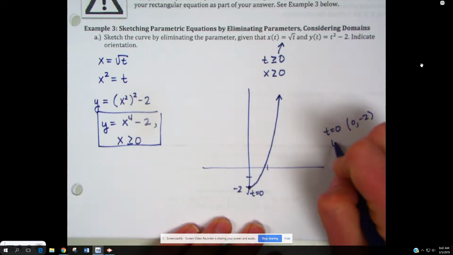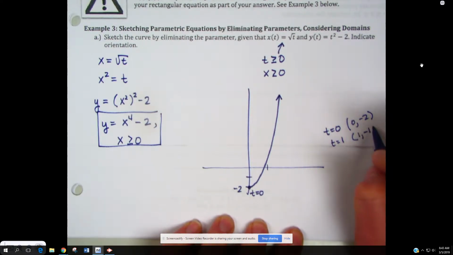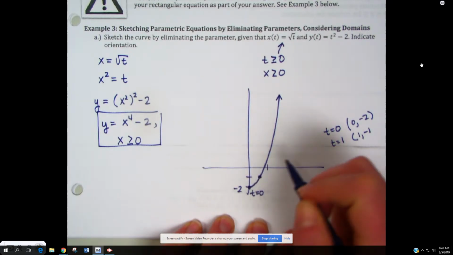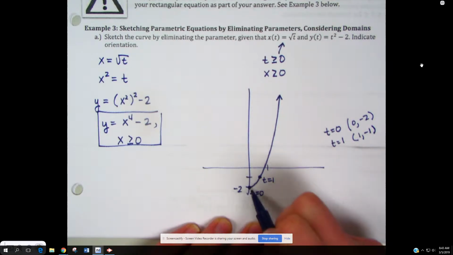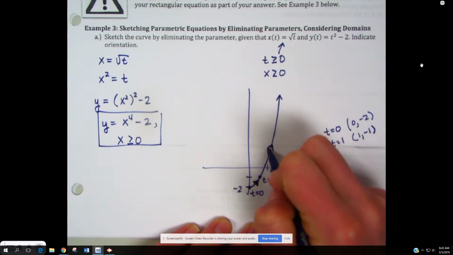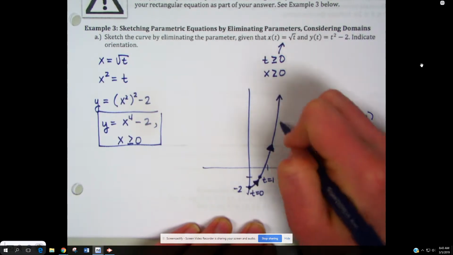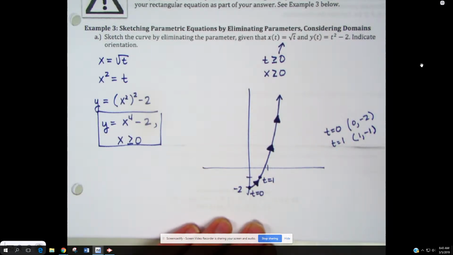And t equals 1 would be a nice easy selection, right? The square root of 1 is 1, and 1 minus 2 is minus 1. So that coordinate right here would be the coordinate where t was equal to 1, which would mean that my direction, my orientation here, if I'm starting at 0 and heading towards 1, I need to follow this path. I'm starting at that y-axis, and I'm moving up the curve. So I add my orientation arrows.